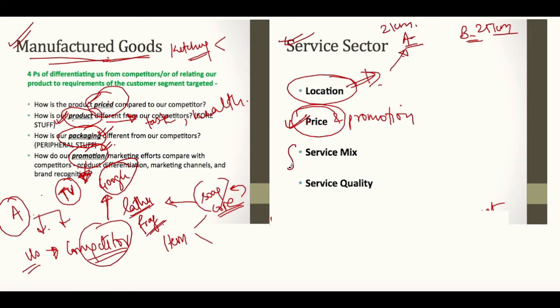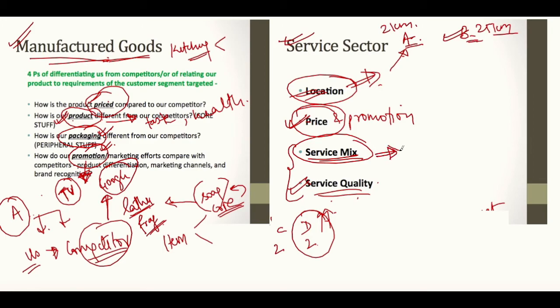The next two parameters that can matter are service mix and service quality. In this case, however, if A was really bad and B was really good, then perhaps the location factor might get swayed by the quality factor. So if the quality is really good, you might want to go for B. Another case could be that C and D are both 2 kilometers away, so the location is not a point of difference, but the quality of D is much greater. So you will definitely go for D. So that's service quality.